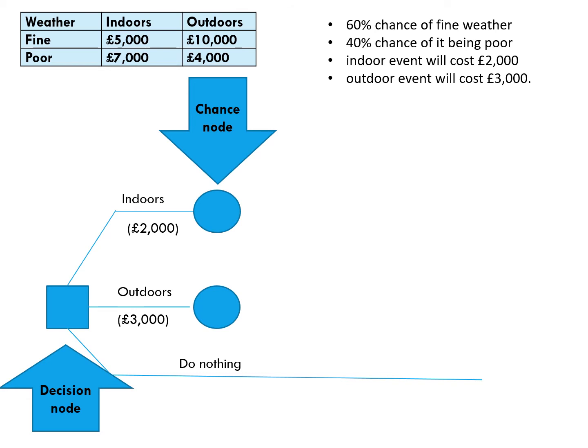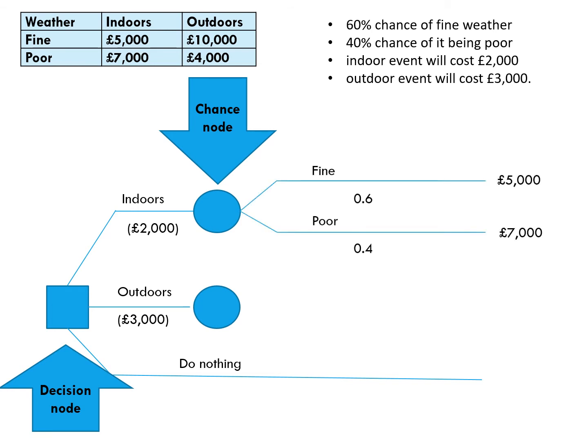So the probability here, if I hold my party indoors, I've got two possible outcomes. A 60% chance that the weather is fine and a 40% chance of the weather being poor. And depending on the weather, I have a potential outcome. If it's fine, I'm going to make £5,000. If it's poor, £7,000. So I would draw this. Again, two lines to indicate the two possible outcomes, fine weather or poor weather. Underneath I write the probability, so 60% chance of fine, 40% chance of poor, and at the end I put the potential returns of those two outcomes, the payoffs.